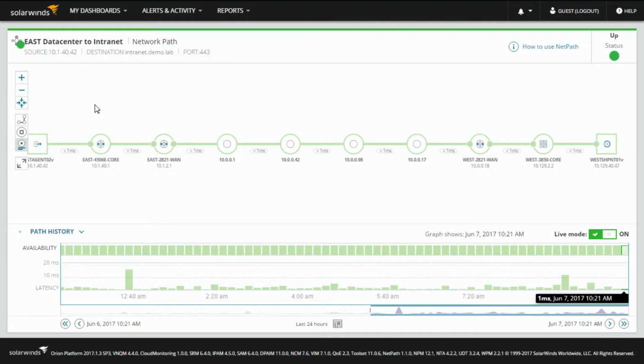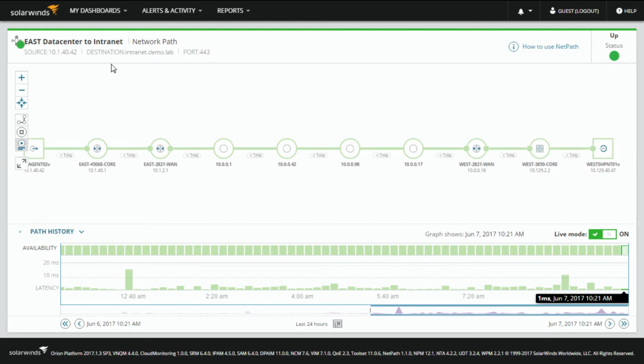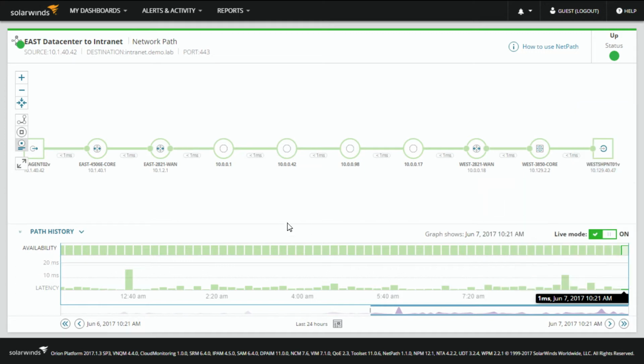So now that we're on this screen, we can see over on the far left, we've got our East agent. This is the one pretending to be our user, sending that synthetic probe traffic toward our application. All the way on the right, we've resolved that application URL, intranet.demo.lab, over to the server west SHPN01V, and there's a T somewhere in there as well. So now we know what machine that's running on, and we know all the hops in the middle on the network side that are responsible for delivering transit to that machine.